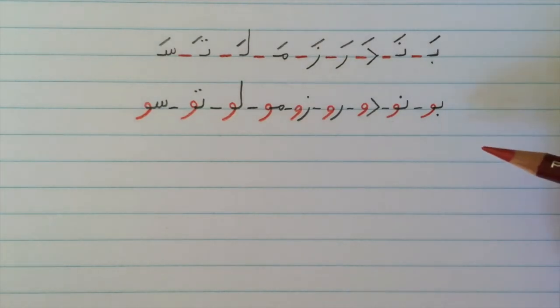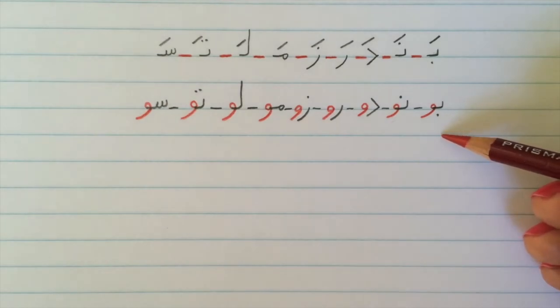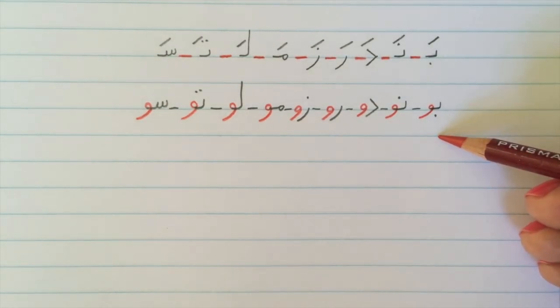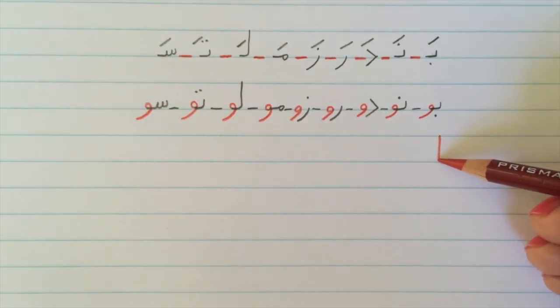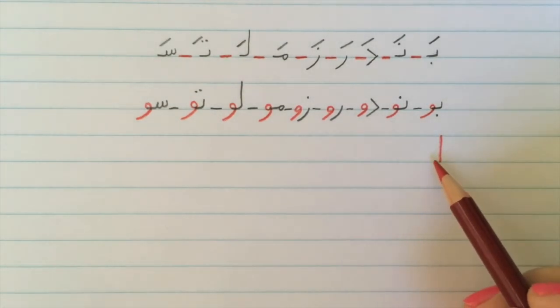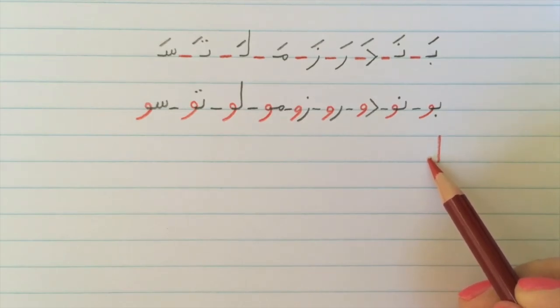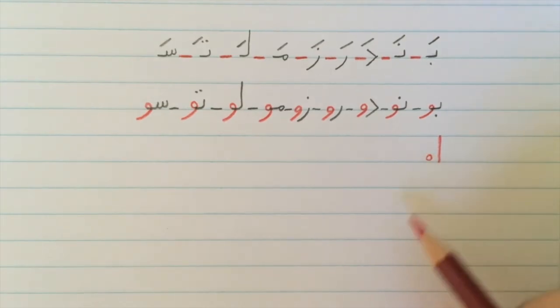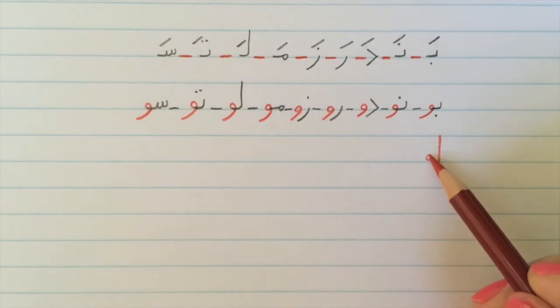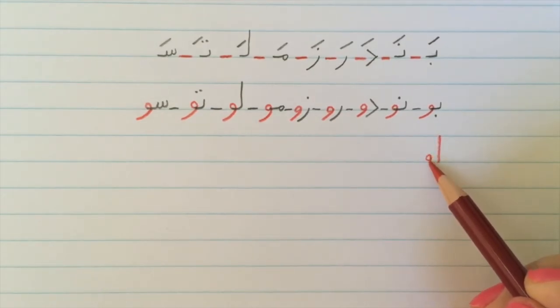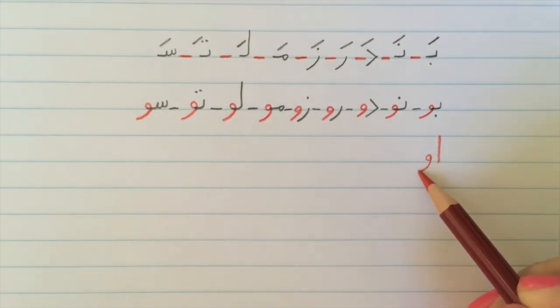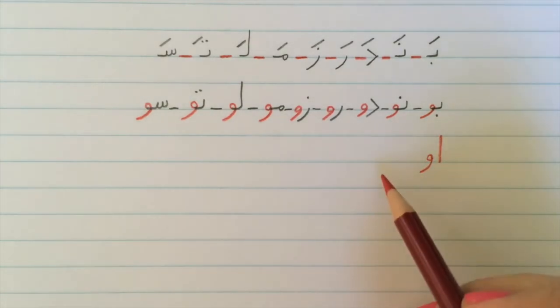If it comes at the beginning, it looks like this. To write this form, we draw a straight vertical line that starts from above the baseline and goes straight down. Then we draw a small circle on this line like this and attach a shape like re to it. We call this uy avval or first U.